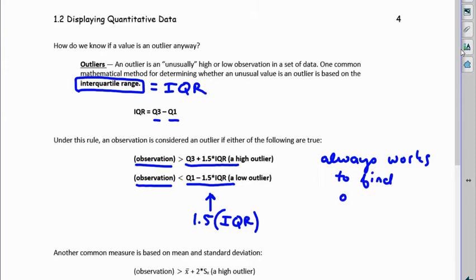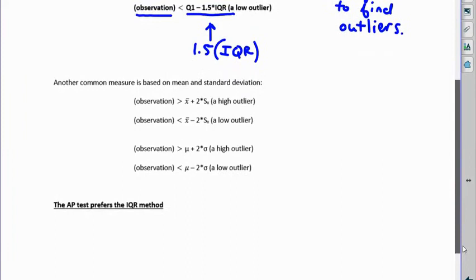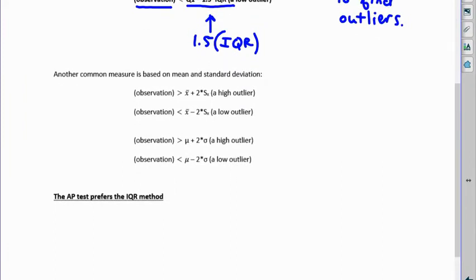And it is the preferred method for the AP exam. Another method that can look at if something's unusual, but only applies to what's called normal data with a capital N, is using the mean and the standard deviation. In that method, you're using the mean and you're adding 2 sample standard deviations, or adding the mean and adding 2 population standard deviations.